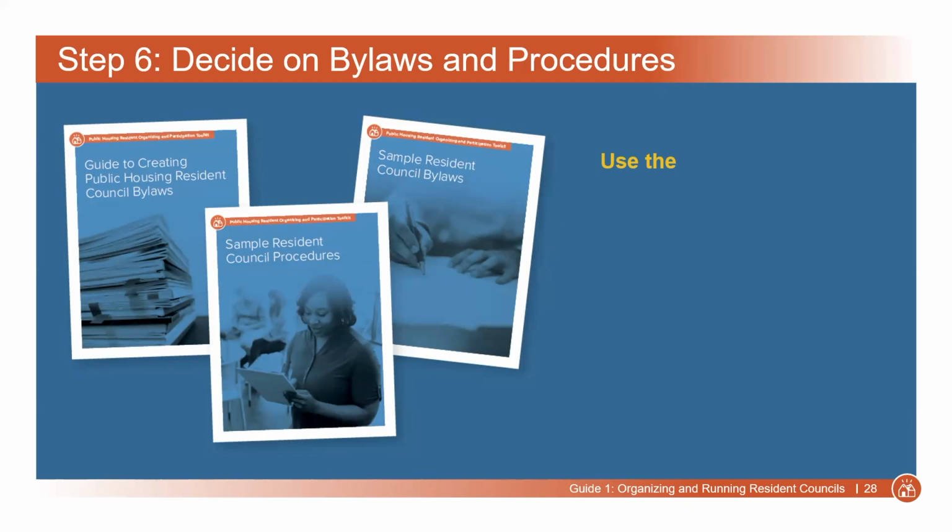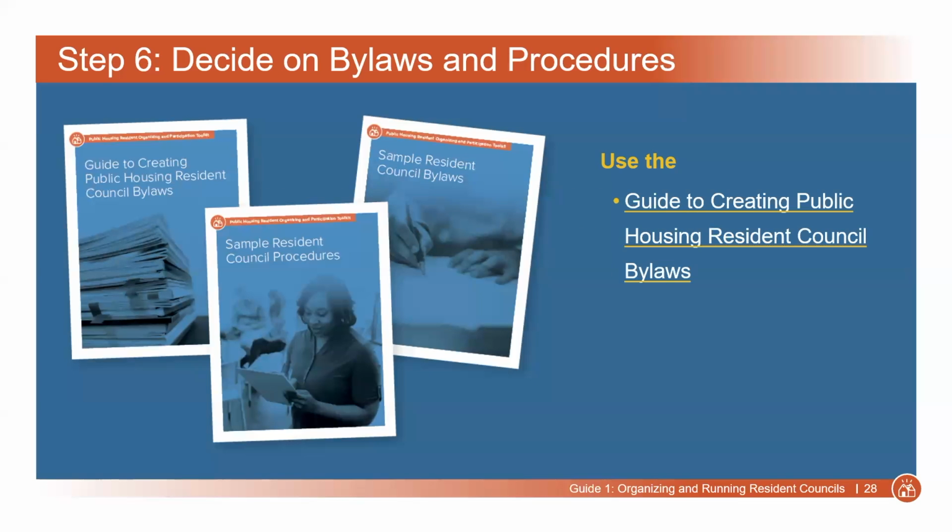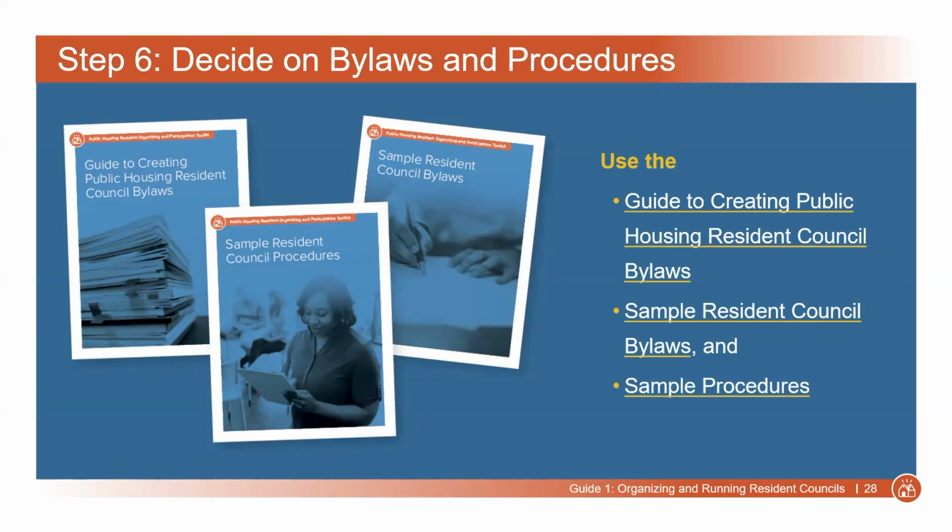Step 6. Decide on bylaws and procedures. Use the guide to creating bylaws, the sample bylaws, and sample procedures to build your organizational structure. It will likely be best to have a small group discuss the specifics and bring them to the larger group. The full group may make amendments and will vote to adopt the documents. Creating the procedures will likely take some time since they're detailed, and you'll want to find procedures that work best for your organization.